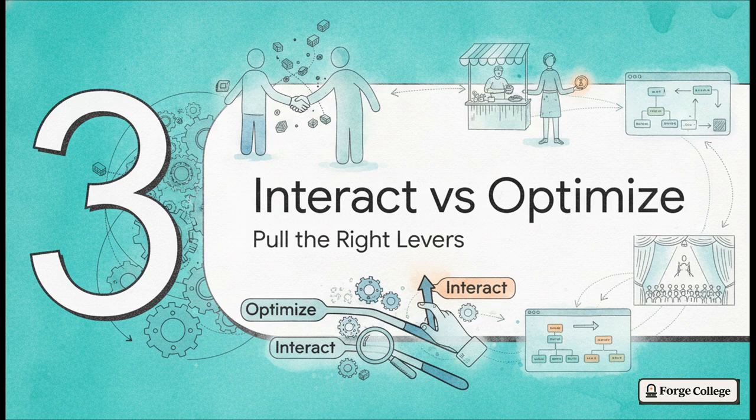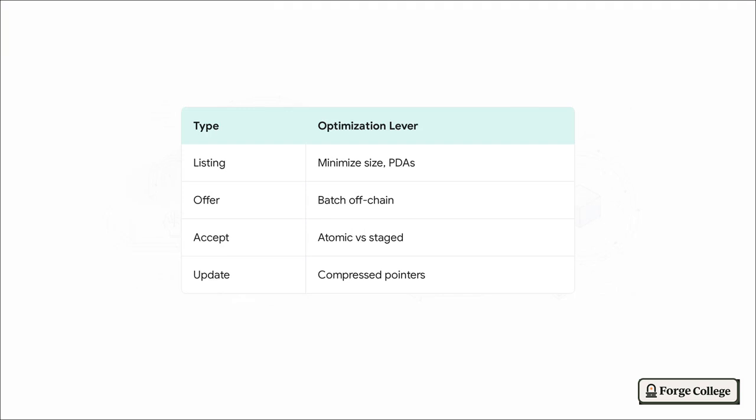Section 3. Interaction versus optimization. Pulling the right levers. Because different scenes require totally different decisions, every interaction has a specific optimization lever just waiting to be pulled. Doing a listing, you'll want to minimize account sizes and aggressively reuse PDAs. Handling an offer, you might want to batch those balance adjustments off-chain where it's cheaper. When accepting an offer, you have to choose between atomic settlement or staging it out. And for metadata updates, lean into compressed pointers to save valuable space. Pull the right lever for the right scene.